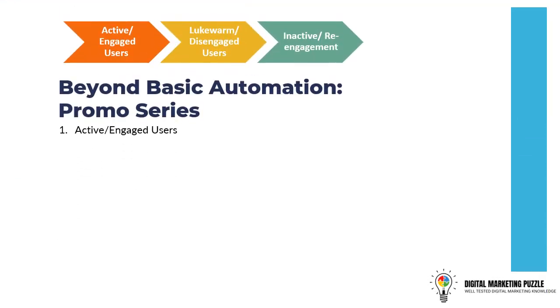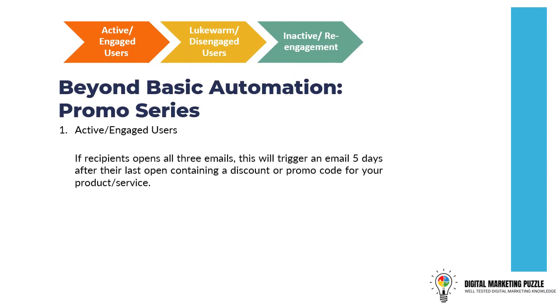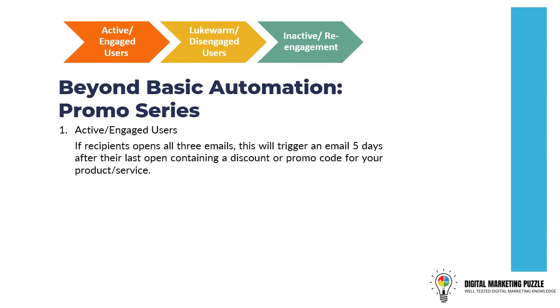1. Active or engaged users. If a recipient opens all 3 emails, this will trigger an email 5 days after their last open containing a discount or promo code for your product or service. Add tag promo_123_VIP to their profile. After the promo code email is sent, this automation ends.